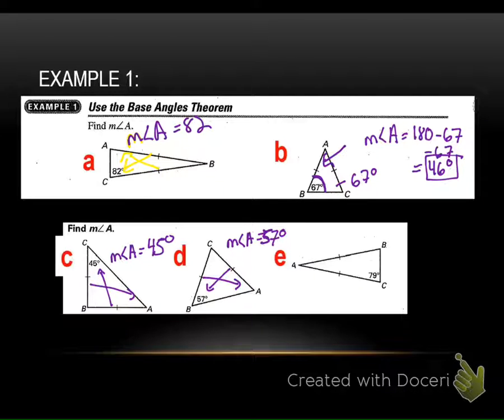Okay, and then we have this one over here. We have two congruent sides. That means the angles opposite of those are congruent. So now we have angle B. What's the measure of angle B? 79. But we want to find the measure of angle A. So we have to use that 180, and we're going to subtract the two angles we have. 180 minus 79 minus 79. And that gives me what? 22.